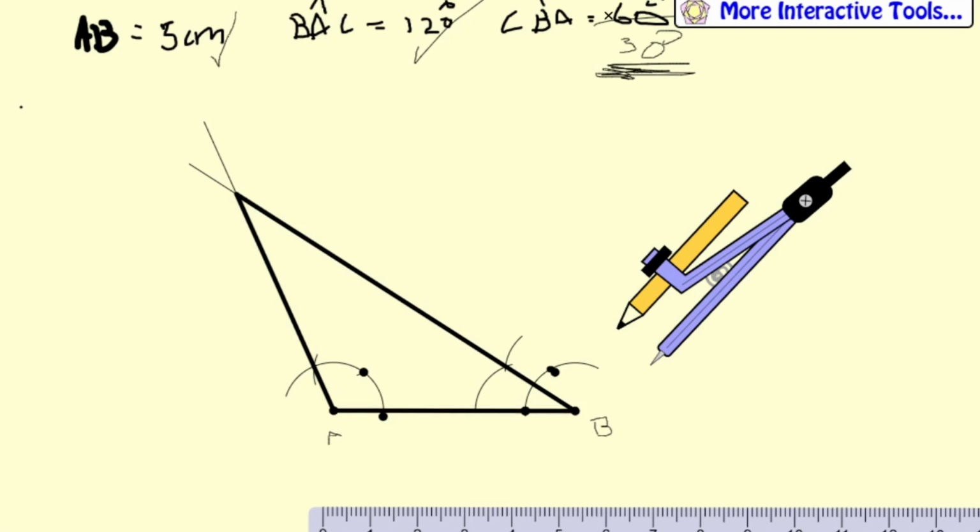So let's now write the things that are important, which is our 120 degrees, 30 degrees, and 5 centimeters. And let's place our C. And that is our last demonstration.